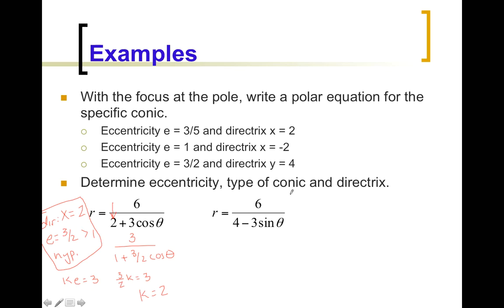And the second one is exactly the same way. So this I'm going to divide by 4. So 6 over 4 is actually 3 over 2. 1 minus 3/4 sine theta. So E is equal to 3/4, which is less than 1, which means it's an ellipse.